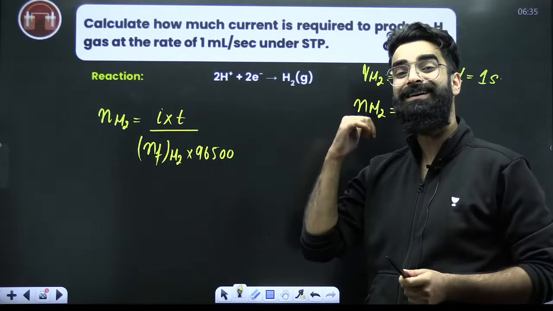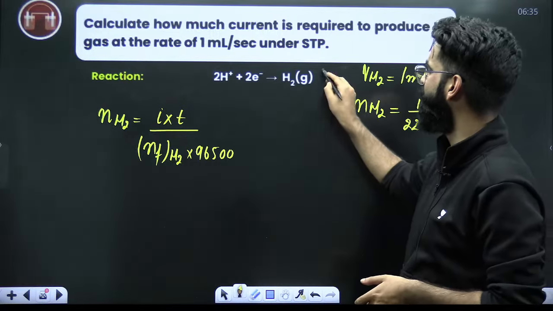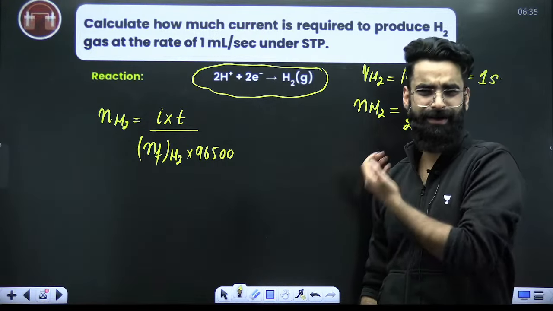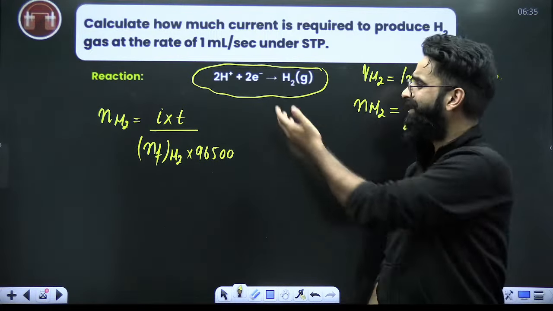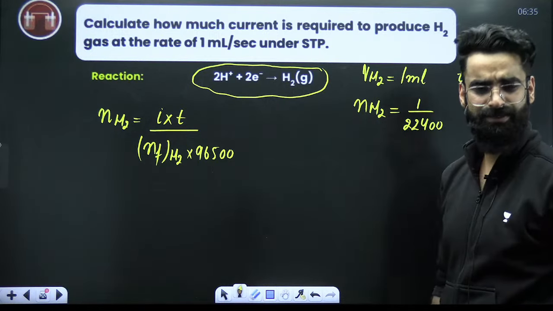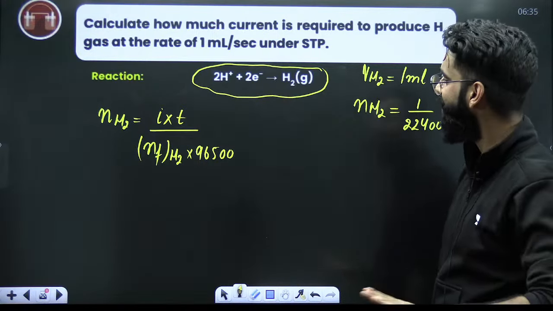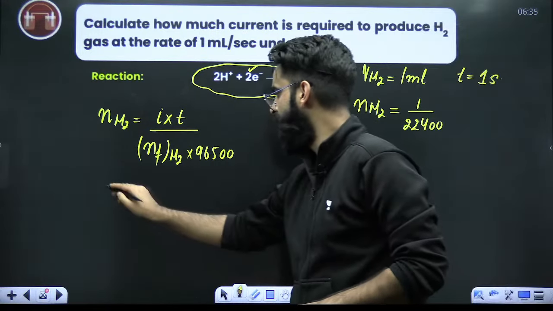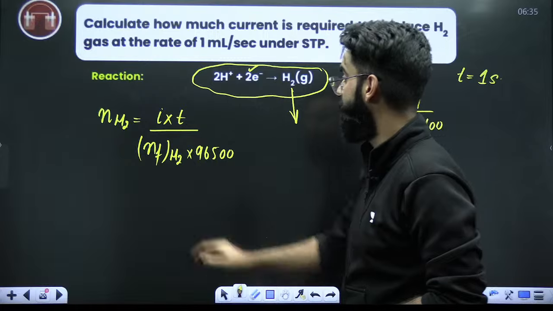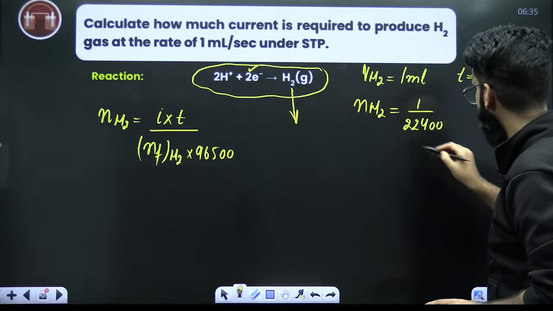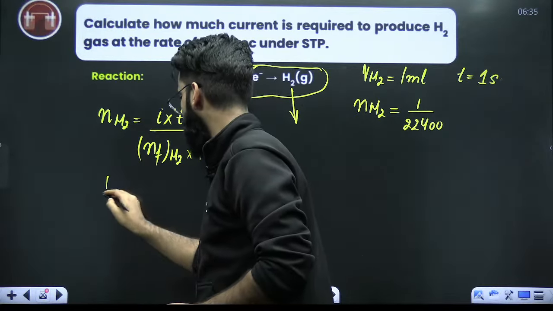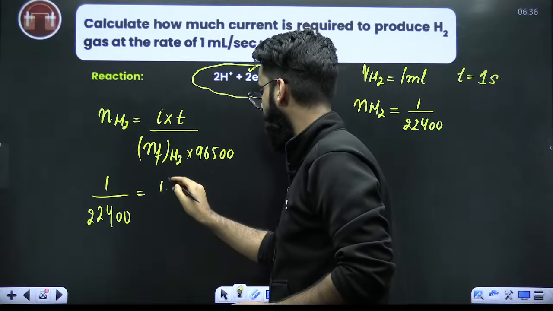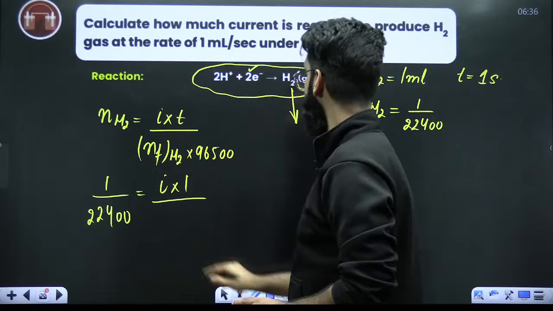So, you can write either the reduction reaction of water, or in simpler ways, you can write the reaction in this manner. The choice is all yours. The answer will be the same. Now, what is the n-factor of H2 here? Moles of electrons exchanged divided by stoichiometric coefficient. So 2. Number of moles of H2 liberated, we already know it, that's 1 upon 22400. So 1 upon 22400 is equal to current, which we have to calculate, times time, 1 second, divided by n-factor of H2, that is 2.